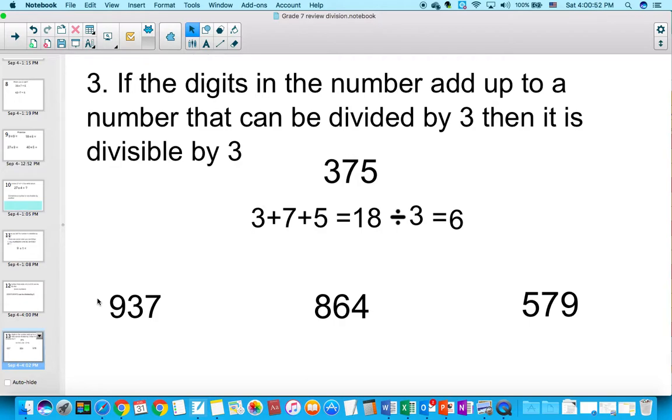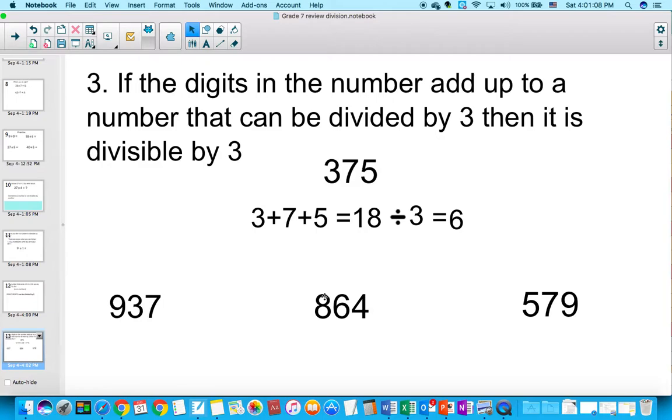That's it. Okay, 864. 8 plus 6 plus 4. 6 plus 4 is 10. 10 plus 8 is 18. Oh, it added up to 18 again. Well, 18 can be divided by 3. We just saw this in our example. So 864 can be divided by 3.